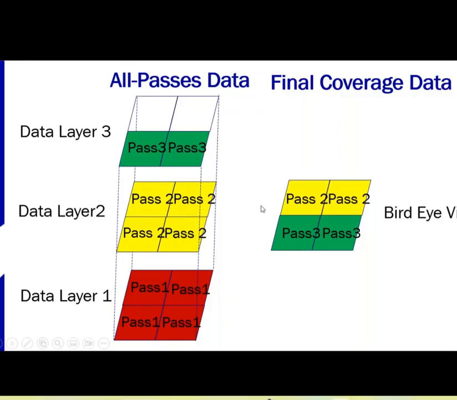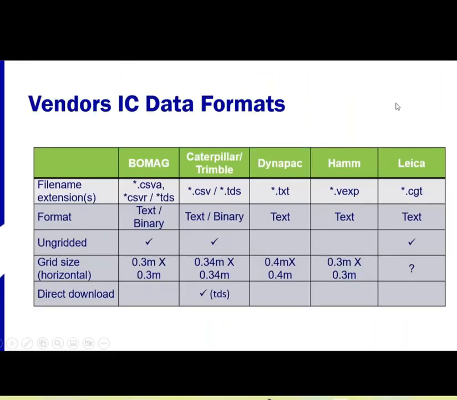And then I also show you the viewer screen where you can select the final coverage data, the so-called bird's eye view, looking from the top down. In this case, you only see the final product with the final result of 4 grids, with 2 grids with 3 passes and another 2 grids with 2 passes. So it's very straightforward. As I mentioned, every vendor provides a slightly different data format. They're all compatible with Veta.